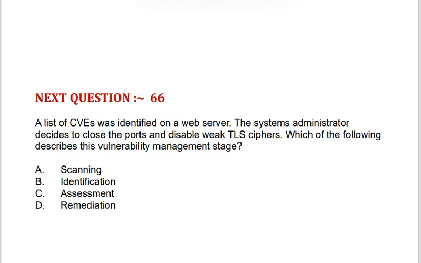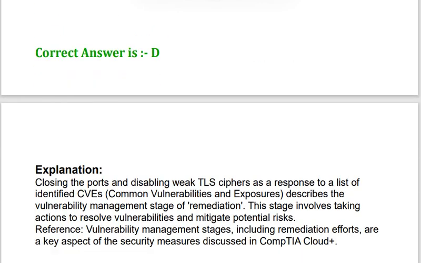Question is, a list of CVEs was identified on a web server. The system administrator decides to close the ports and disable weak TLS ciphers. Which of the following describes this vulnerability management stage? Option A, scanning. Option B, identification. Option C, assessment. Option D, remediation. Correct answer is option D.